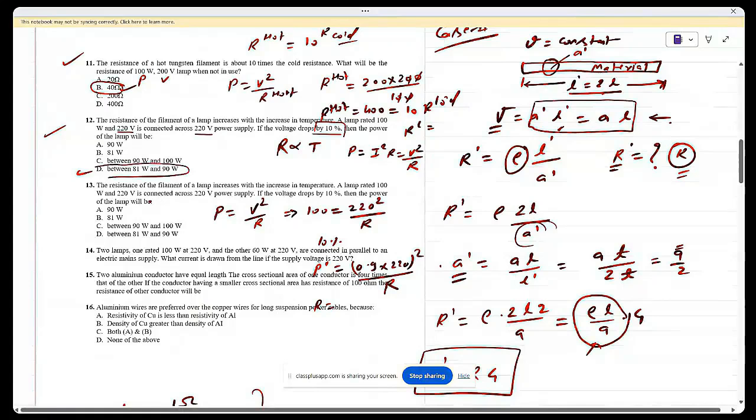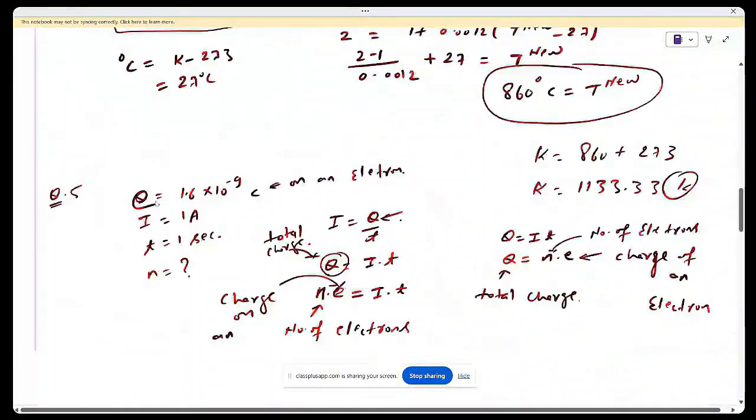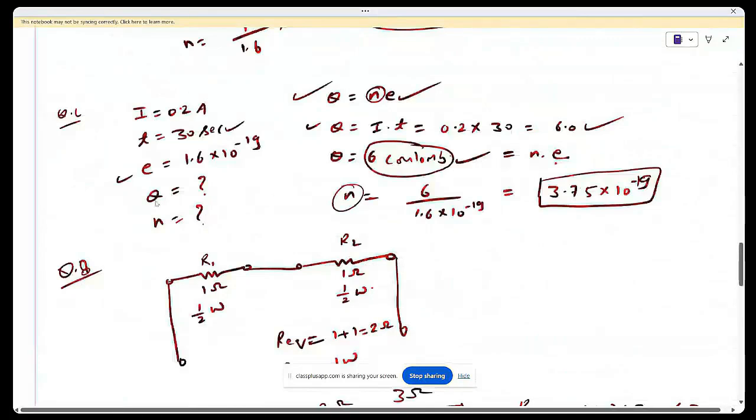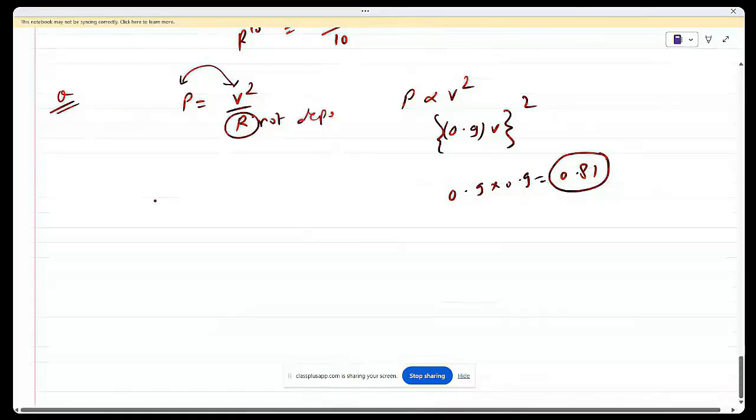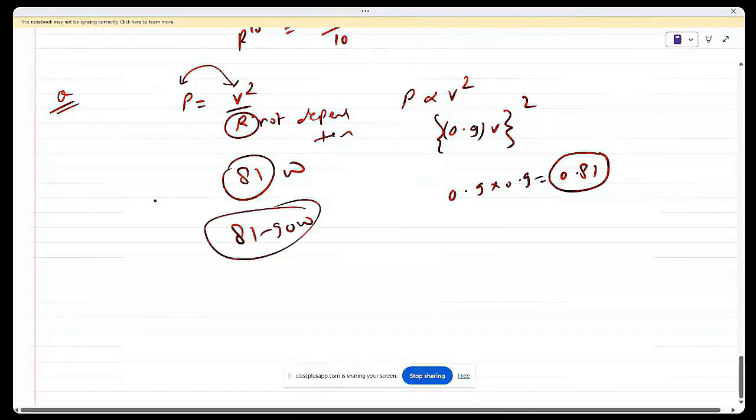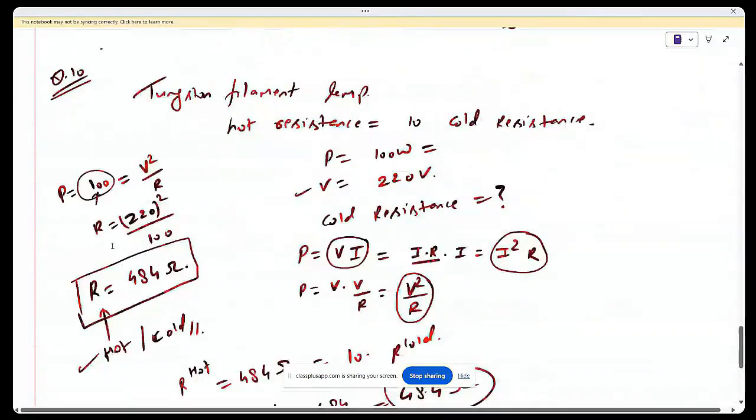You can ask why not exactly this one? Because it is given that the resistance of the filament increases with temperature. It will be nearly equal to 81, but it is not exactly equal, because R is not constant. It depends on temperature. That's why we cannot use the constant value of 81. It is somewhere between 81 and 90 watts, because R depends on temperature. Okay, now come to the next question.